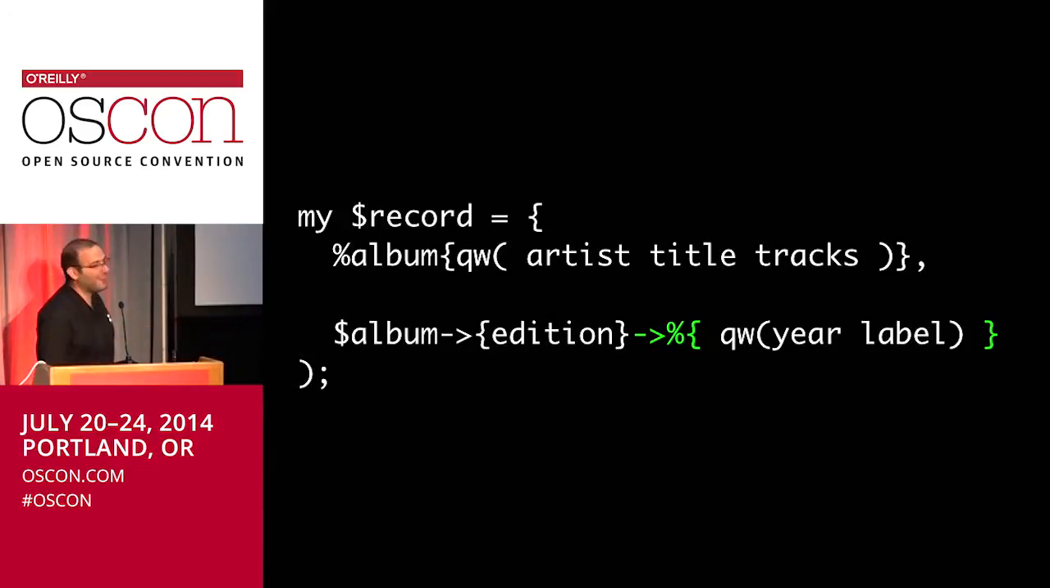If only I could write this, but I can because we have postfix dereferencing. So you can pull out all the structures you want from this reference without having to remember where the braces go or which sigil you need, because you know at the end you need a list of pairs, and that means you end up with your percent.